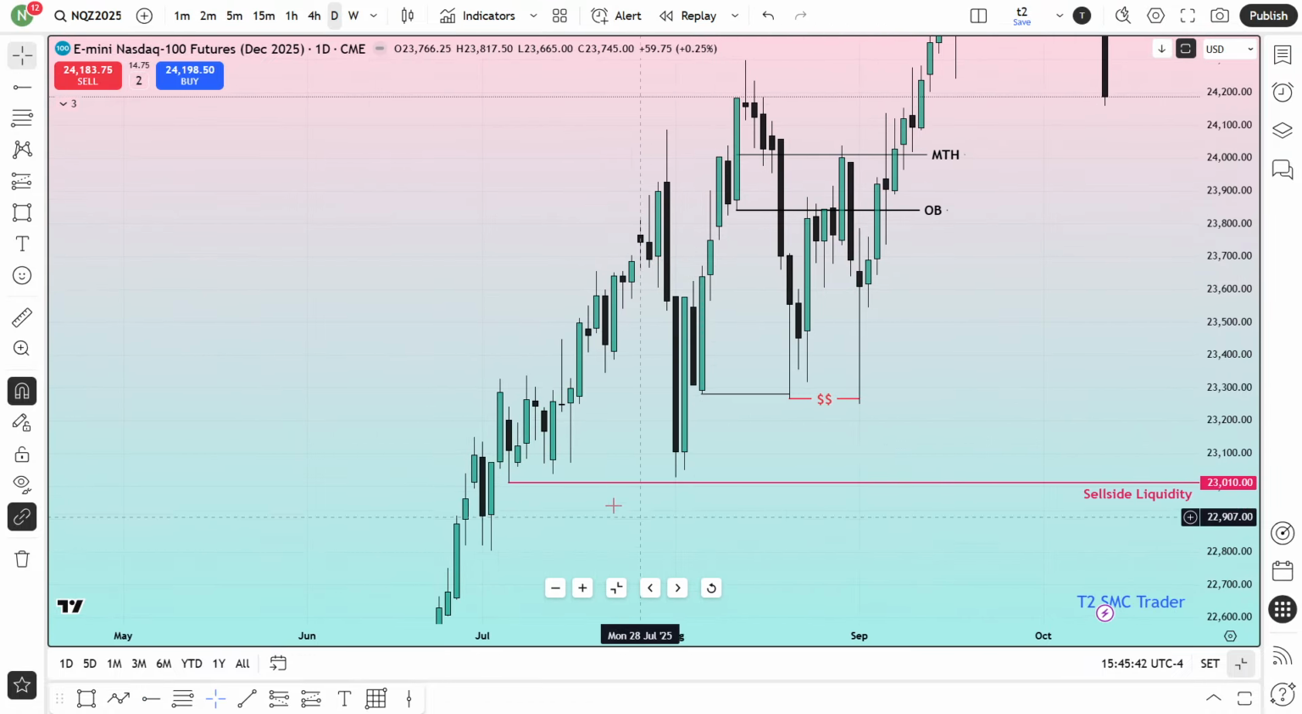Why is this sell side liquidity? Because I have a double bottom, triple bottom. I have a lot of bottoms over here. So this whole zone, retail traders are seeing it as a support zone. So they are seeing this as a support. This is why I'm going to call it a sell side liquidity.